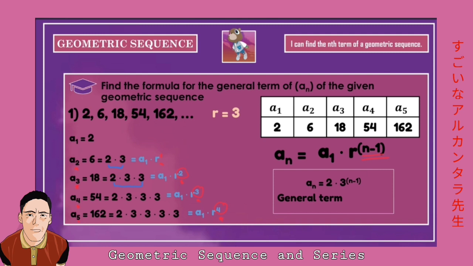Now the formula for geometric sequences in finding the nth term is as simple as a sub n is equal to a sub 1 times r raised to n minus 1. Now you don't have to worry about the formula for the general term. All you have to do is to take note of the first term, which is 2, and the common ratio. In this case, the common ratio is 3. Knowing those two things, all you have to do is substitute them into the formula, and that's your general term formula already. So it's 2 times 3 raised to the quantity n minus 1. That's how easy it is.